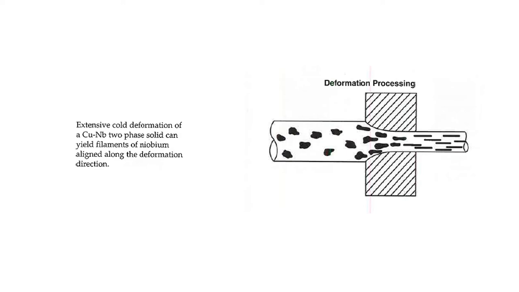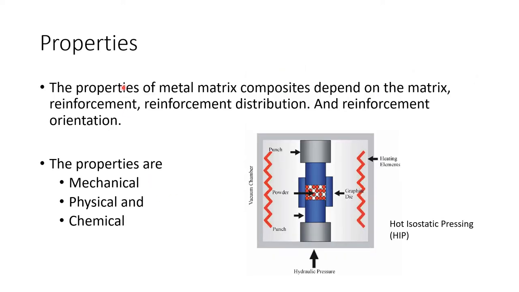Properties. Every time we're thinking about properties, we're thinking about this: mechanical, physical, and chemical, right? That's all we have. So the properties of a metal composite depend on the matrix and the reinforcement, because those are the two parts of the composite. So I'm going to write that again: matrix and then reinforcement.